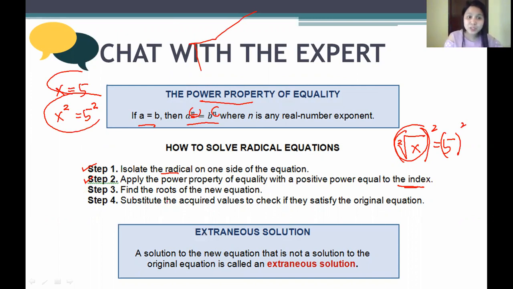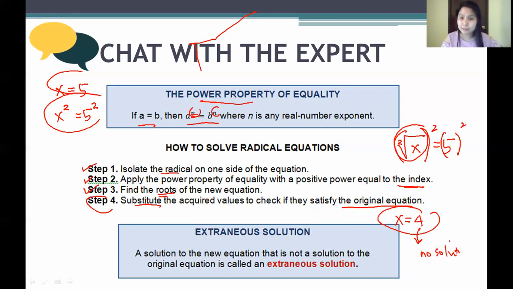We find the roots of the equation, or we solve the equation for the variable. And step number 4, this is very important: we need to substitute the value into the original equation to check if there is a solution. Now, ma'am, what if after solving x is equal to 4, but when I substituted it, the equation is wrong? Then we say there is no solution. And 4, which was solved a while ago, is called an extraneous solution.